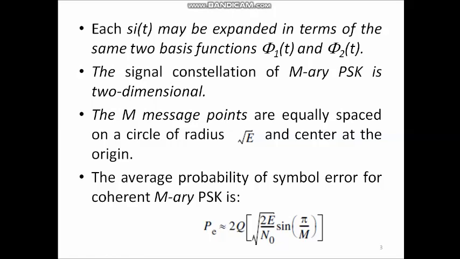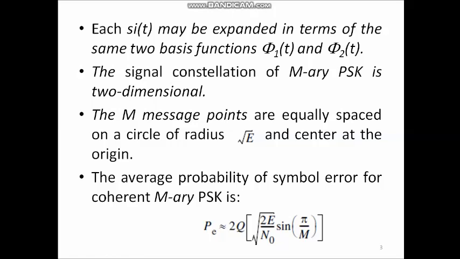The signal constellation of M-ary PSK is two dimensional, and the M message points are equally spaced on a circle of radius root E and center at the origin. Now, to construct the signal space diagram or to draw the constellation diagram, we need to represent all possible message points. For that, define the message point s_i as the column vector s_i1, s_i2, where i equal to 1 to M.